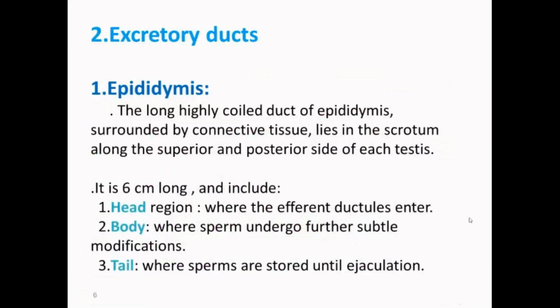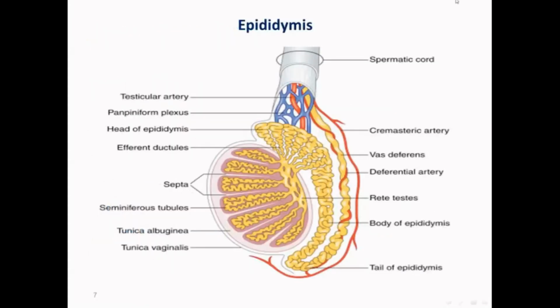The next part, the excretory duct, starting from the epididymis. The first part of the extra testicular or excretory duct, which is the epididymis. We go back here: seminiferous tubules, straight tubules, rete testis, then efferent ductules lined by unusual epithelium, and then it starts with the epididymis. The head, this is the body of the epididymis, and this is the tail.